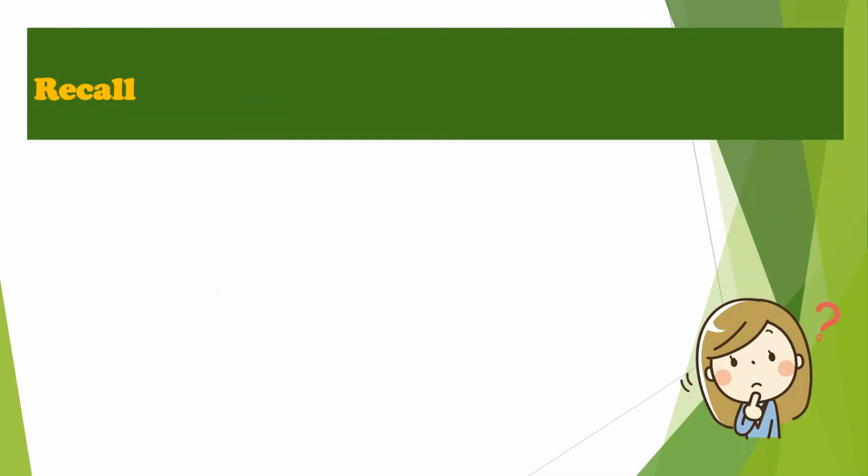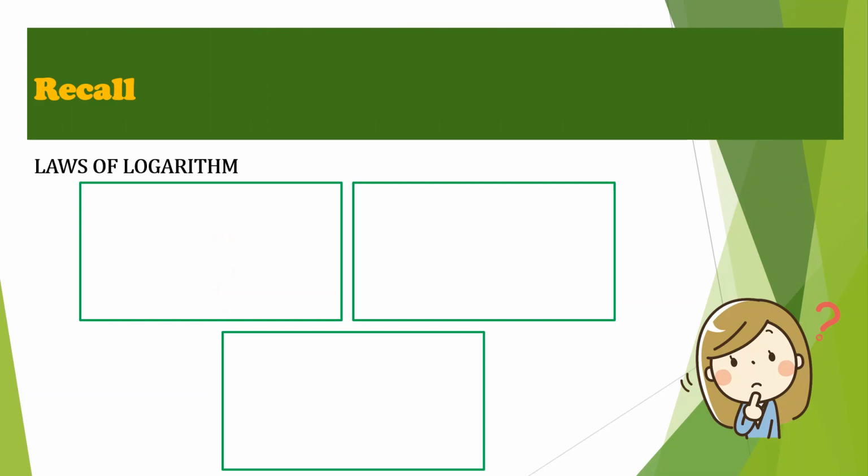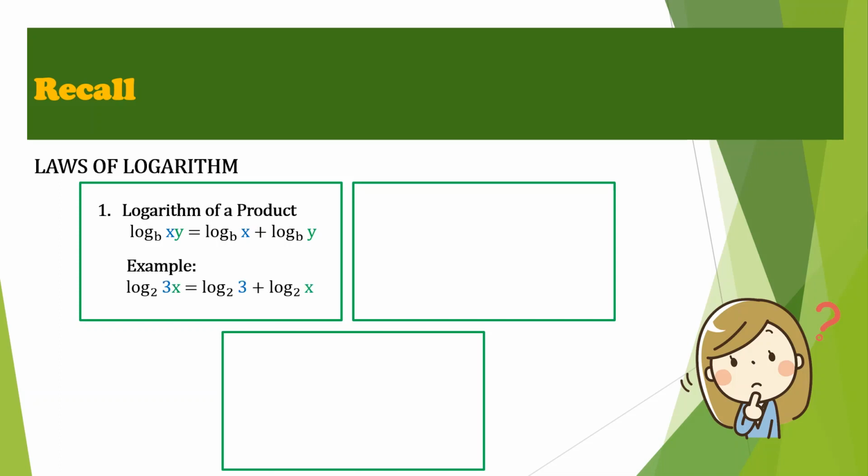Let us also recall the laws of logarithm. Number 1, logarithm of a product. The logarithm of a product is equal to the sum of the logarithm of its factors. Logarithm base b of xy is equal to logarithm base b of x plus logarithm base b of y. Example, logarithm base 2 of 3x is equal to logarithm base 2 of 3 plus logarithm base 2 of x.